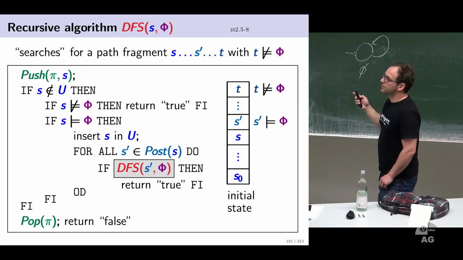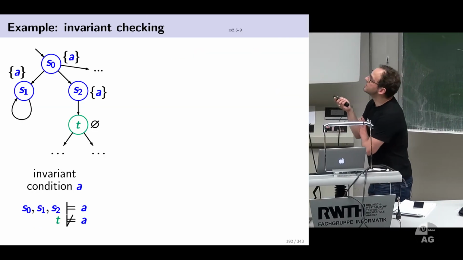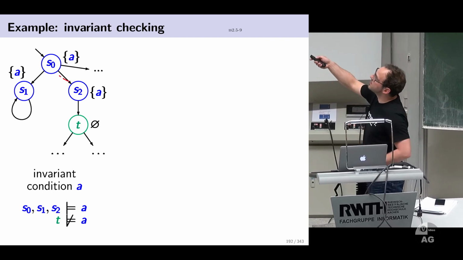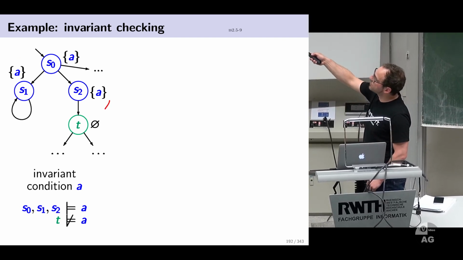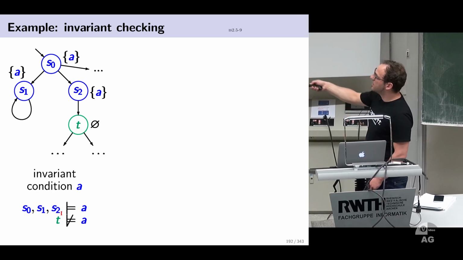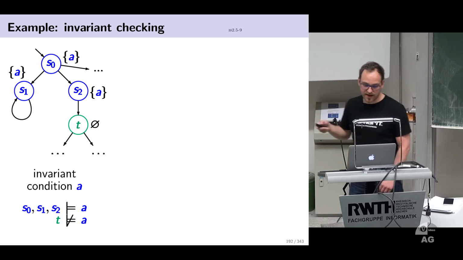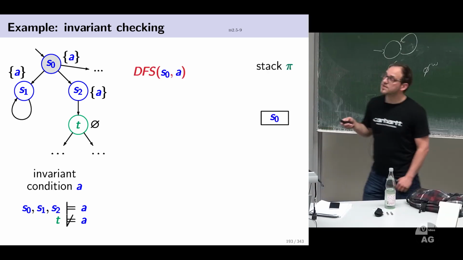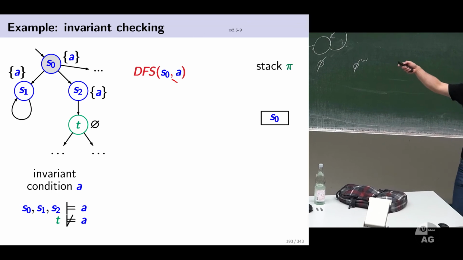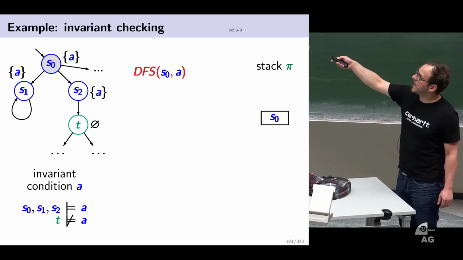Okay, let's not go through this in detail because we have 1 minute left. Let's talk briefly about this transition system as an example. It has 3 states labeled with A and 1 with the empty set, and our invariant condition is A. Then we have that these 3 states satisfy A and T does not satisfy A. And let's quickly step through our algorithm, starting the DFS from S0, looking for a state violating A.